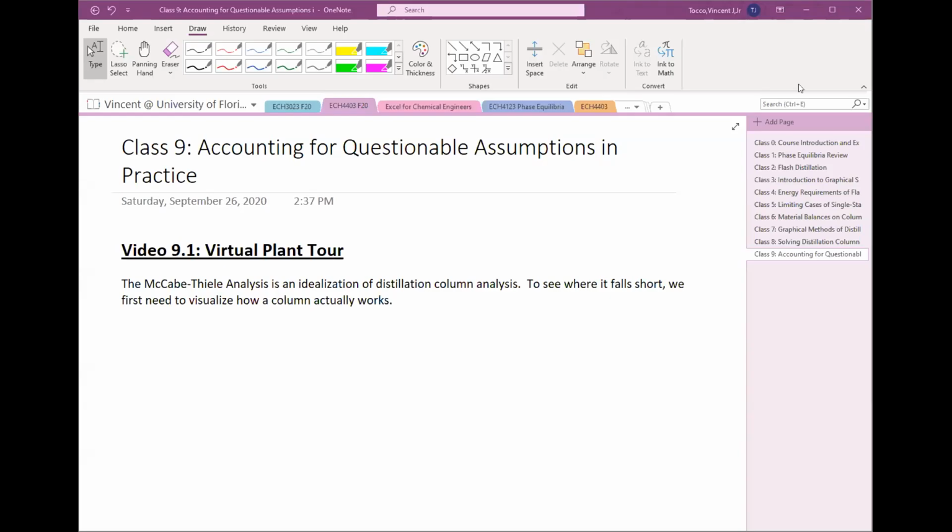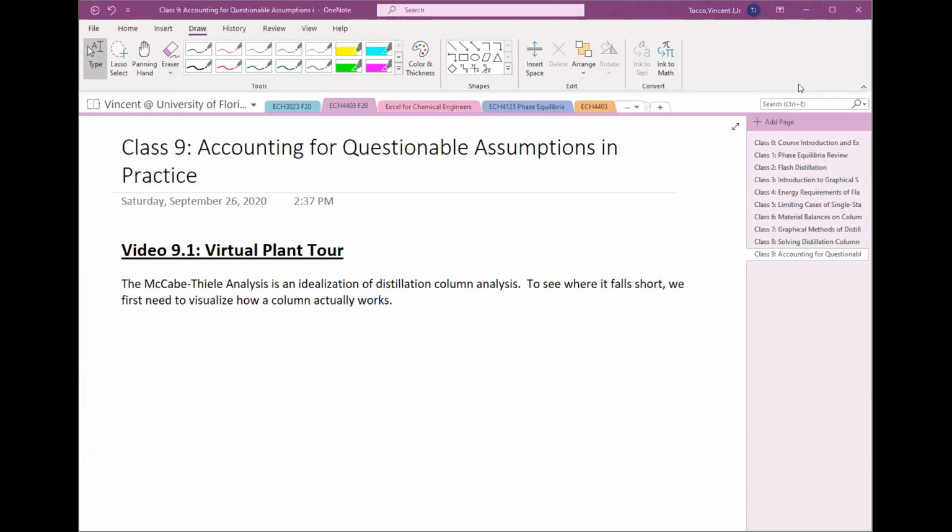I've titled today's separations class, Accounting for Questionable Assumptions in Practice. Hopefully you're having fun drawing lines on the McCabe-Thiele diagram and learning how to design distillation columns by using the McCabe-Thiele analysis. But if you're like me, you're probably questioning whether or not engineers actually do this in industry. And I have to share that I've never heard of an engineer designing a distillation column by drawing lines on a graph.